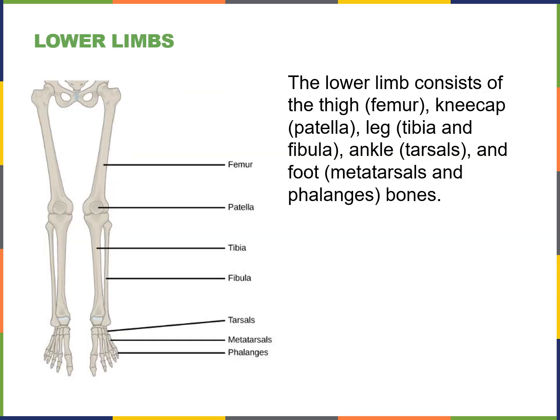Okay, lower limbs. Our largest bone here is our femur, which is our thigh bone. We have the kneecap, which is the patella. Our leg has both the tibia and the fibula. Our ankle is made up of tarsals. Then we have metatarsals in the foot, and then phalanges in the toes, again with 3 for each toe.